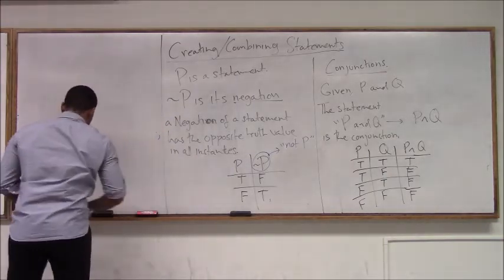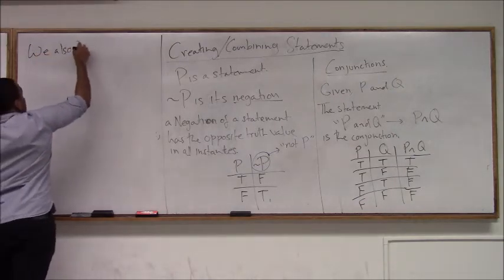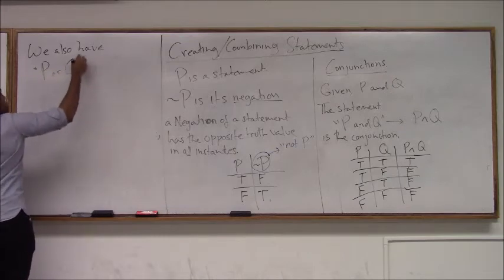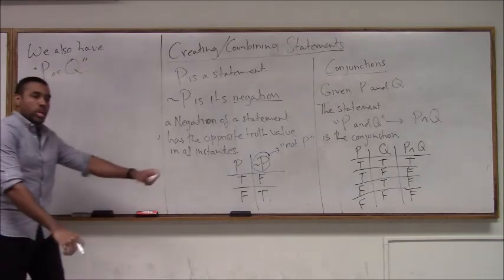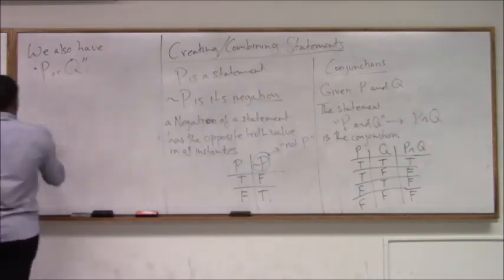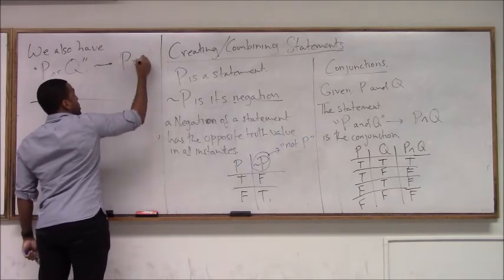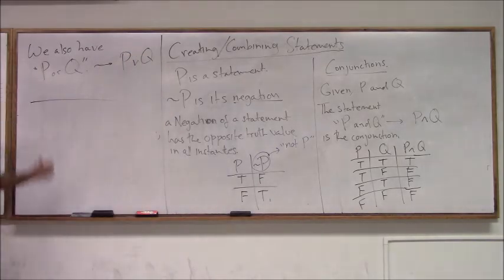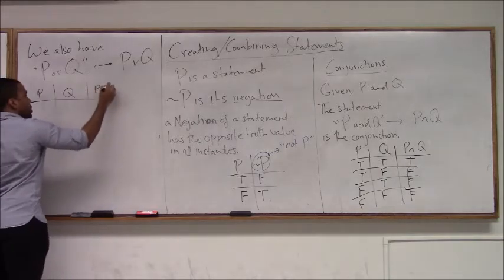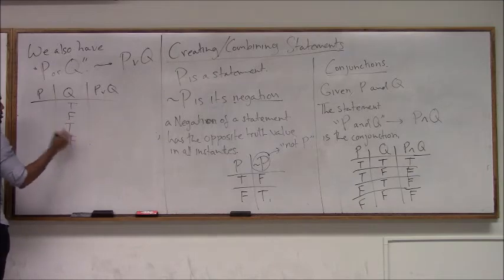There's also something called the disjunction. We also have P or Q. This is a statement that is true when either one of P or Q, or both, is true. The notation for this is P with a little v, Q. This means P or Q. So here's P, here's Q, and this is P or Q, with all possible combinations here.